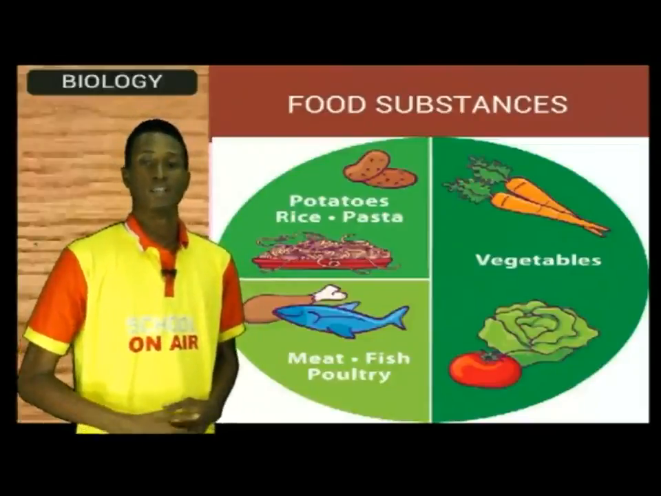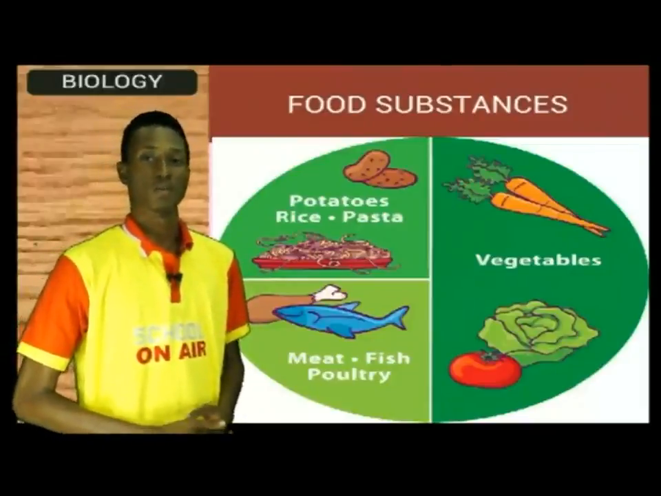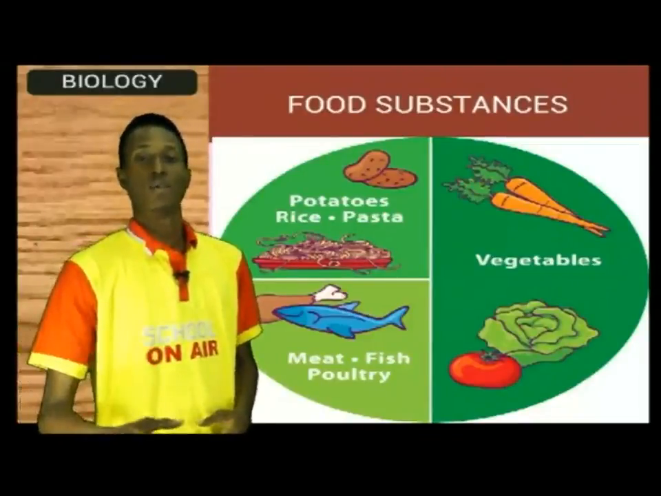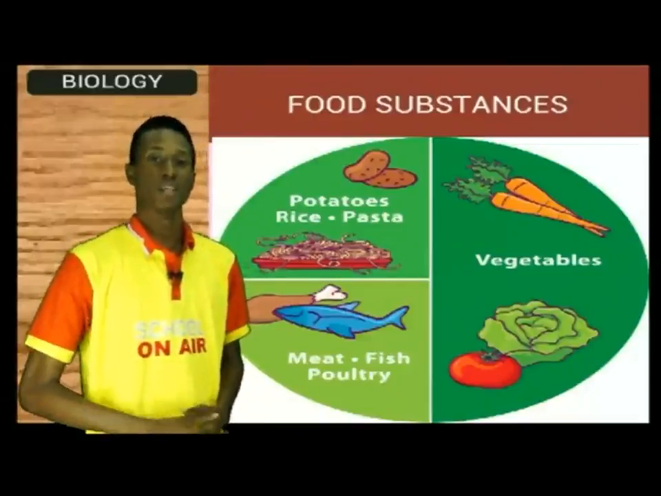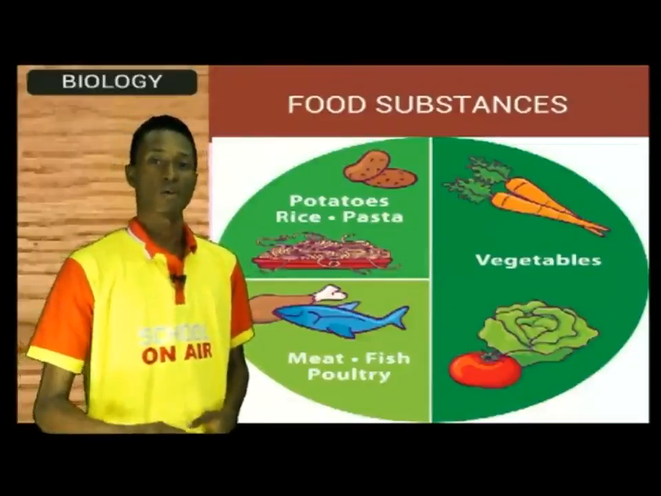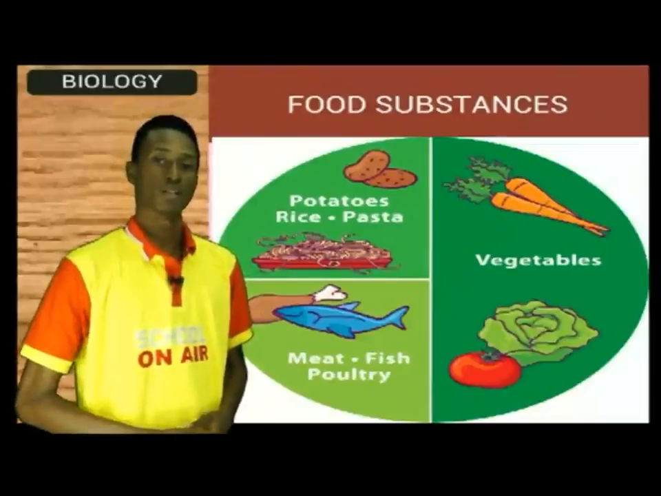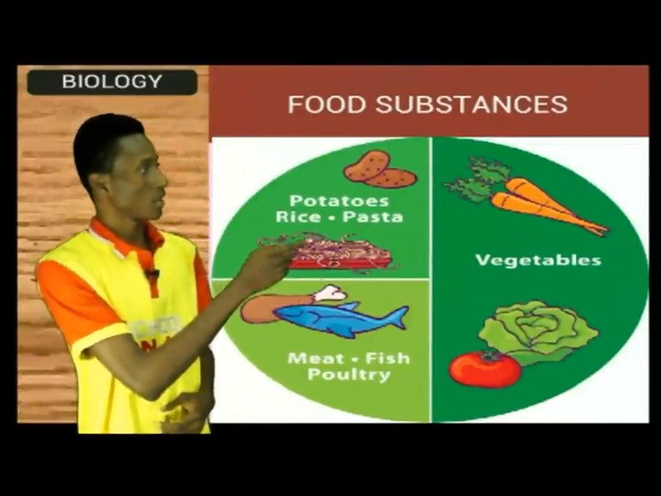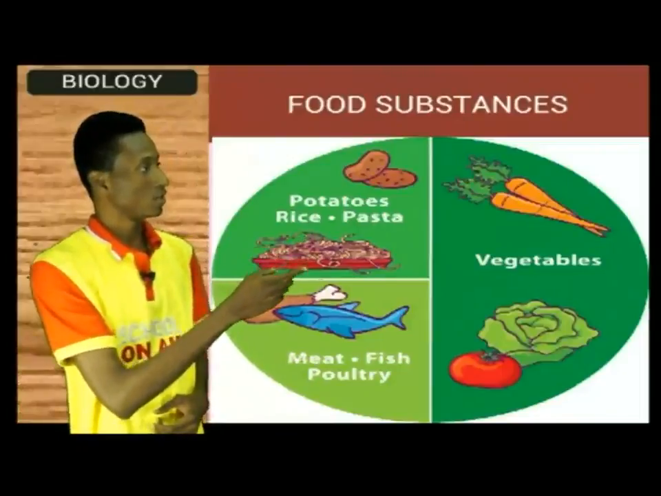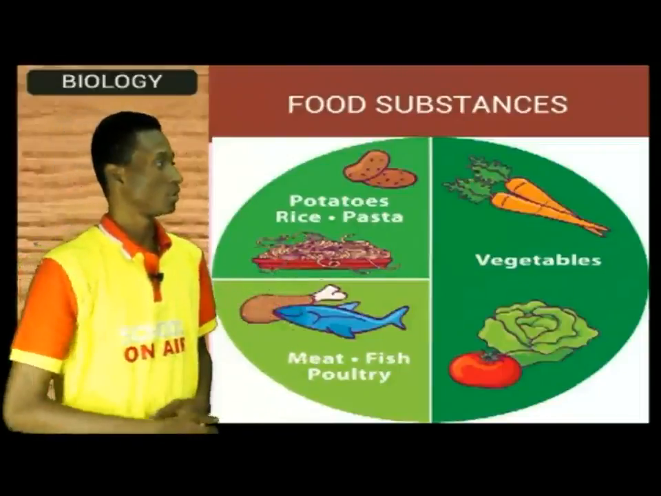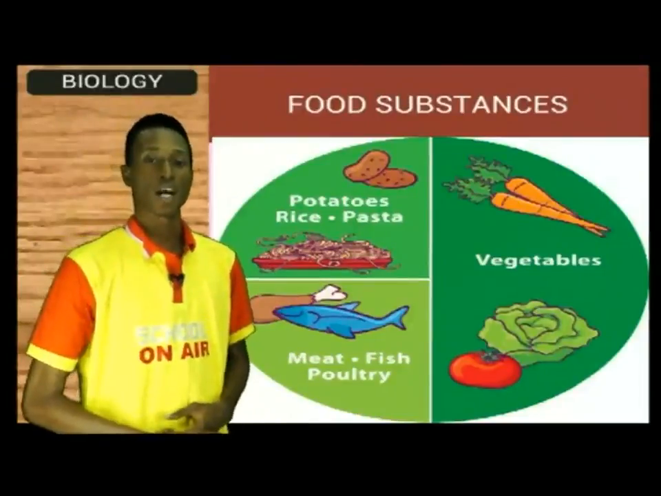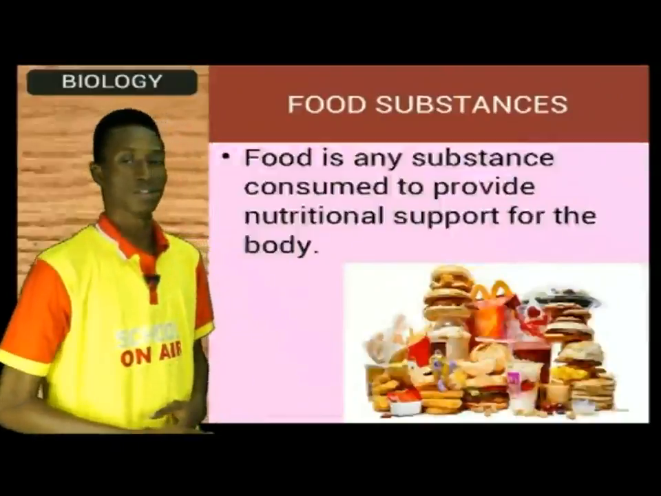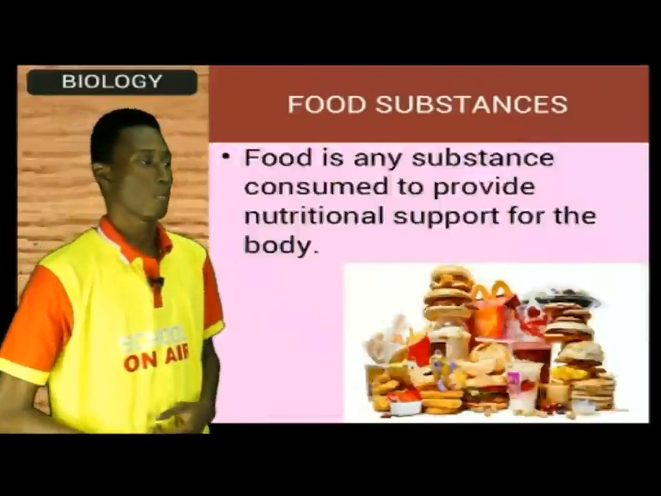So we'll be looking at various types of food substances. We'll be looking at their definitions and explanations, and at what each of the food substances that we see every day actually contains, and how they are important to our development, growth, and repair. If you look at this, you see rice, potatoes, pasta, vegetable, meat, fish, poultry. All these types of foods fall into different categories. And as we move along, you will see the categories where these food substances fall.